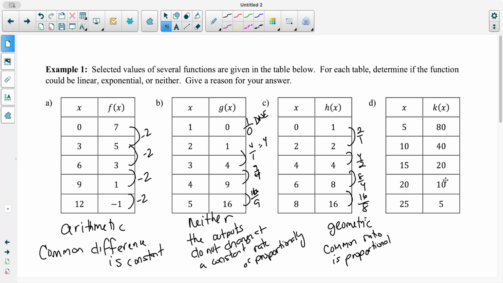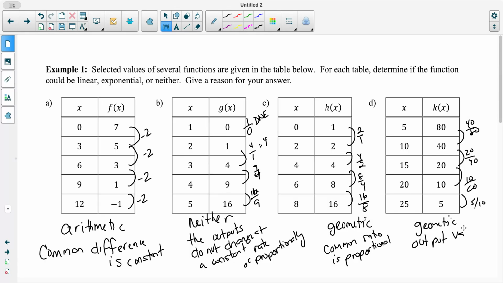So again, I can tell that this is not going to be arithmetic because it's not adding something equal every single time, no matter what the x is. But I can, again, do the division. So 40 over 80, 20 over 40, 10 over 20, 5 over 10. Okay, so same thing. This is geometric.